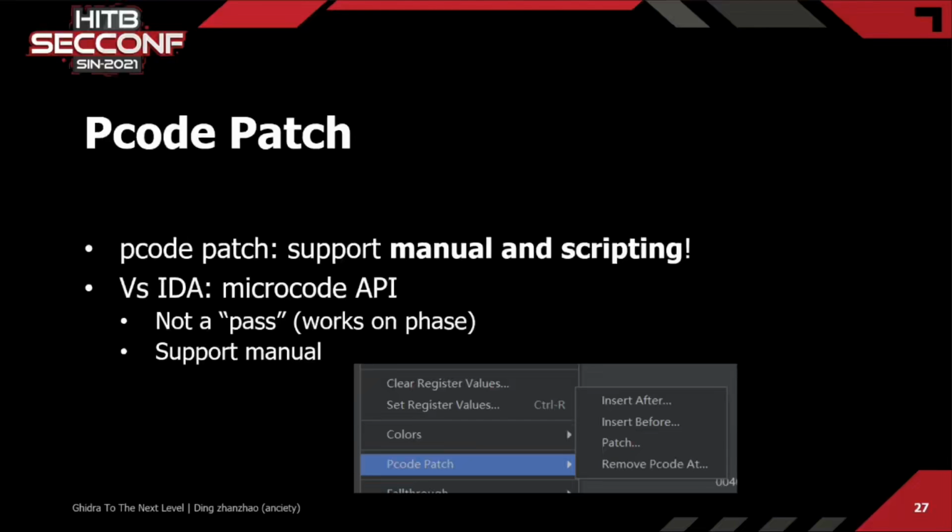IDA calls this IR patching the microcode API. You can insert a phase into the decompiler pipeline to manipulate the IR when the decompiler is run. Our way of patching is not in the decompiler pipeline, but instead before the decompiler is run. This allows us to achieve manual patching. By right-clicking on the pcode, you can patch, insert, or remove the pcode before the decompiler runs. In this way, we get a more interactive analysis loop. We inspect, patch the pcode, then inspect again quickly. No need to write a script for that.